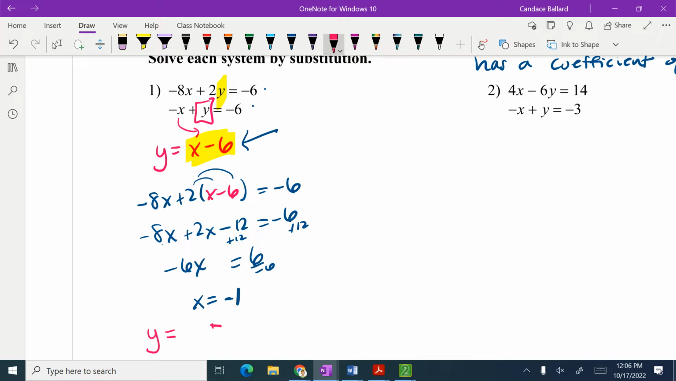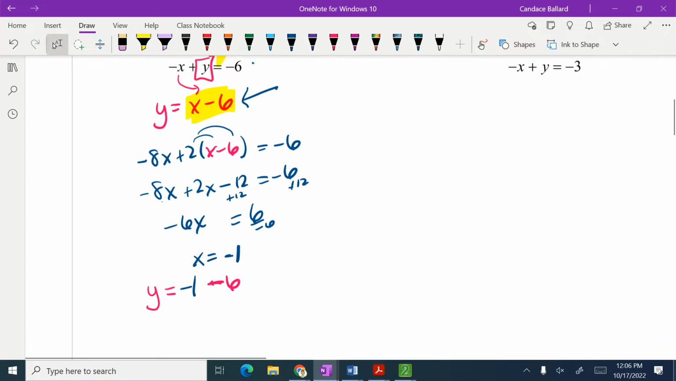So I'm going to go minus 6. I'm going to color code it a little bit for you. I'm plugging in the negative 1. So what is negative 1 minus 6? Negative 7. Now, when you write your answer, it is a coordinate point.